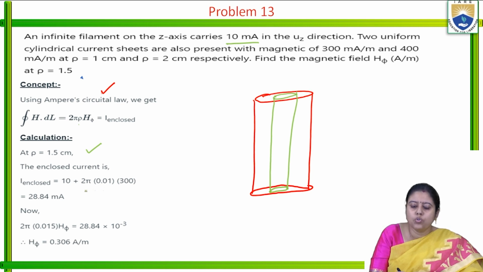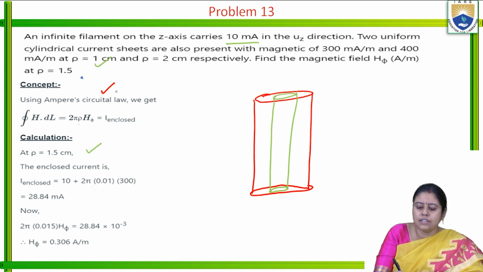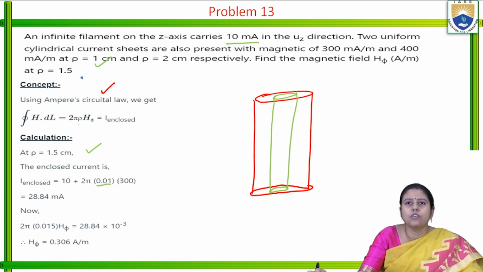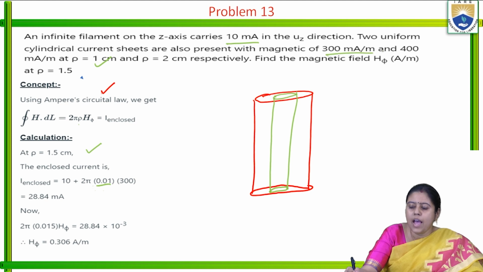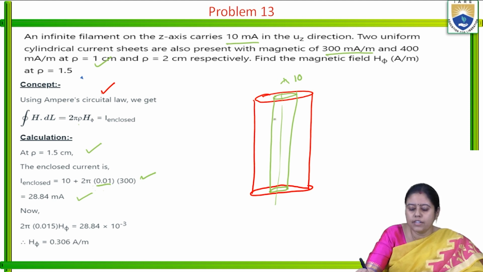So what is this? 2 pi. What is the value of the rho? Rho value is given here. The 1 centimeter. 1 centimeter is nothing but the 0.01 meter. And what is the H phi? H phi is given as the 300 milliampere per meter. So it is what we got from the I enclosed. So there is already one current, which is 10. So the total value is coming as the 28.84 milliampere.